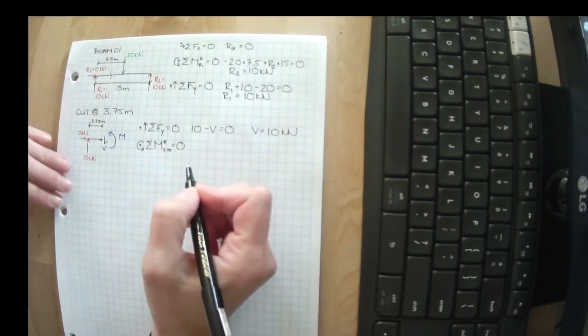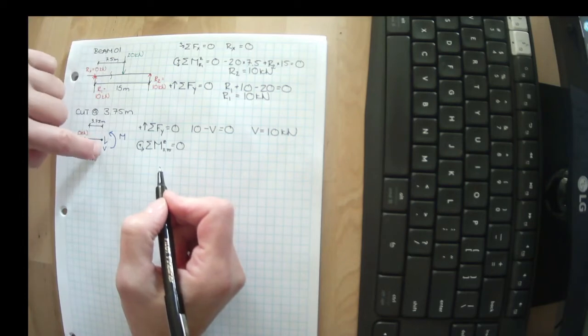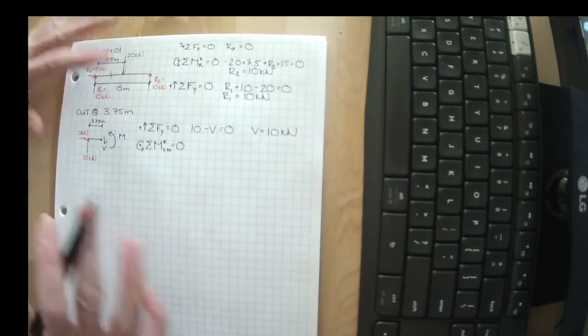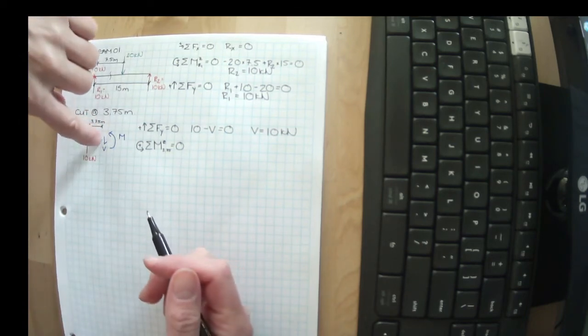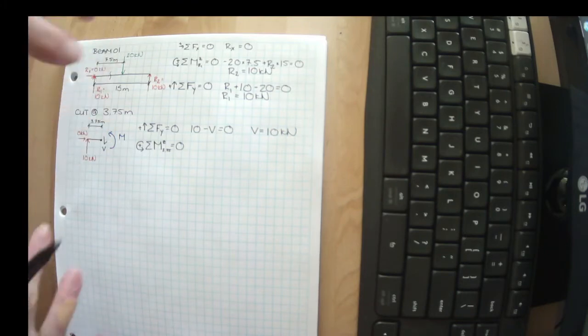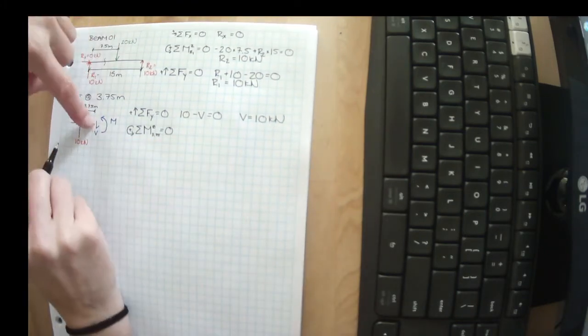Okay, so I am going to pick this point right here to spin about, mostly because now V is passing right through it. And it means that my thumbtack is here. The distance of V to my thumbtack is zero, so I don't have to use it in my summing of my moments. So let's take a look.